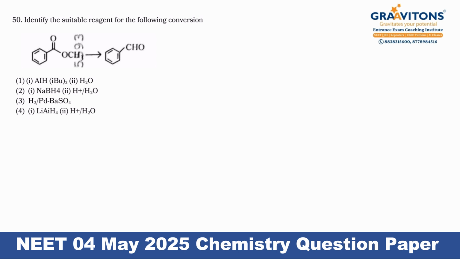Next question is an organic question. So we have an ester group here. If you take this diisobutyl aluminum hydride, it makes partial reduction of ester. So this particular reagent is meant for partial reduction of ester.